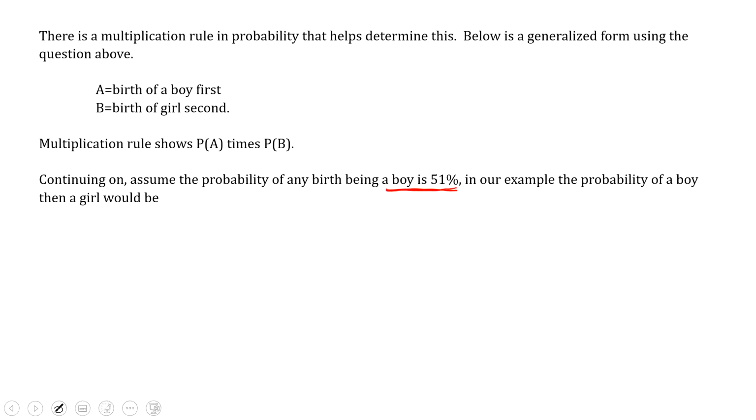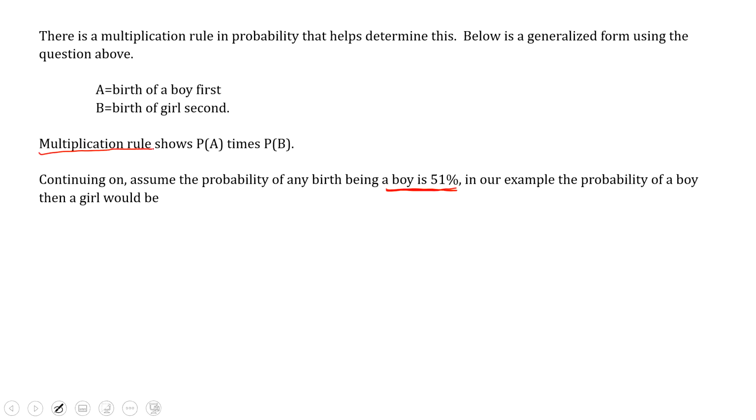So when we look at our generalized formula, we're going to use what they call the multiplication rule. The multiplication rule shows that the probability of a sequence of events is the probability of the first event times the probability of the second event, independent of what's already happened.